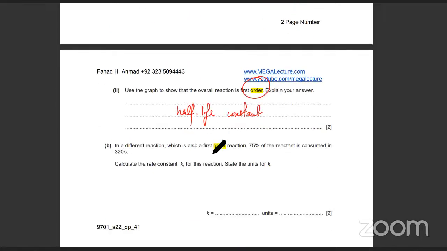Next part is a different reaction, which is also a first order reaction. 75% of the reactant is consumed in 20 seconds. Calculate the rate constant K for this reaction, state the units of K. As a first thing, can somebody tell me how would you measure the half-life? He says that 75% of the reactant is consumed in 20 seconds. 75%, and it's a first order reaction. Can anyone tell me what the half-life is? In how many half-lives is 75% of the reactant consumed?